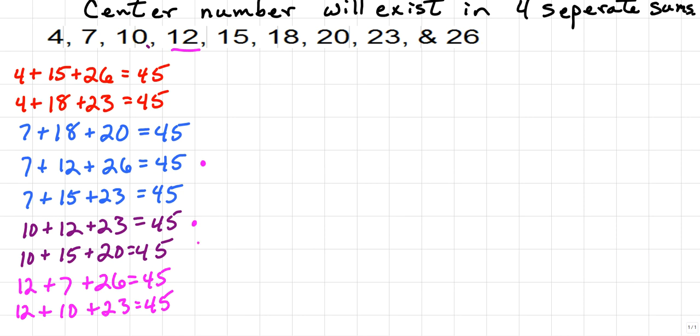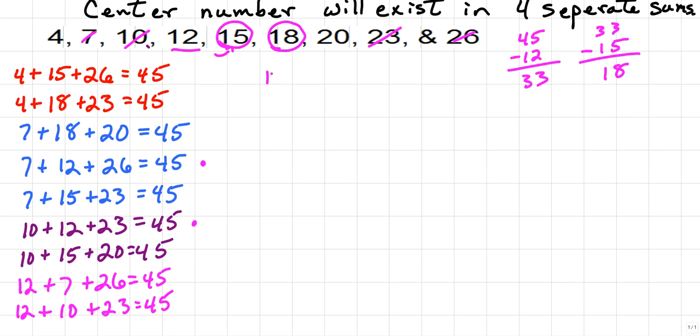But we also need to make sure, are there any other possibilities for 12? Well, we know that 7 and 26 are taken care of. We also know that 10 and 23 are taken care of, which leaves us with our next number of 15. So if we have 45 minus 12, that's going to give us 33. So we'll take that number and subtract 15. So 33 minus 15 is going to yield 18, which is a number that exists in the grouping. So that means that I will have 12 plus 15 plus 18, and that's going to be equal to 45.